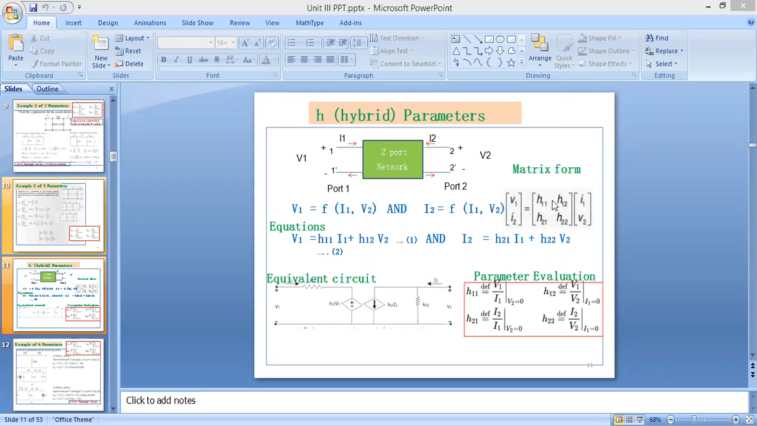Okay. So what we can say? We can use H parameters.